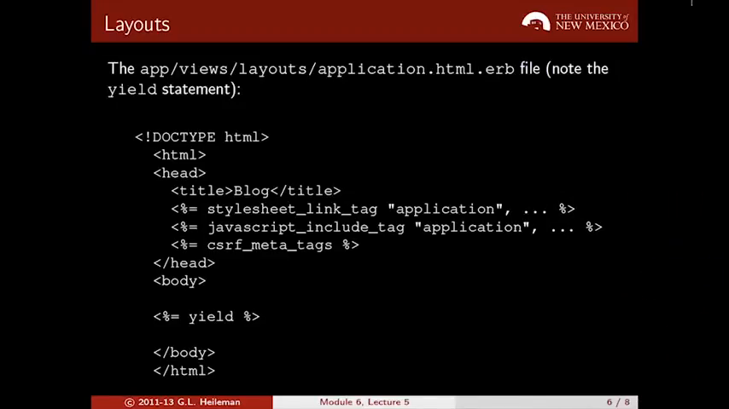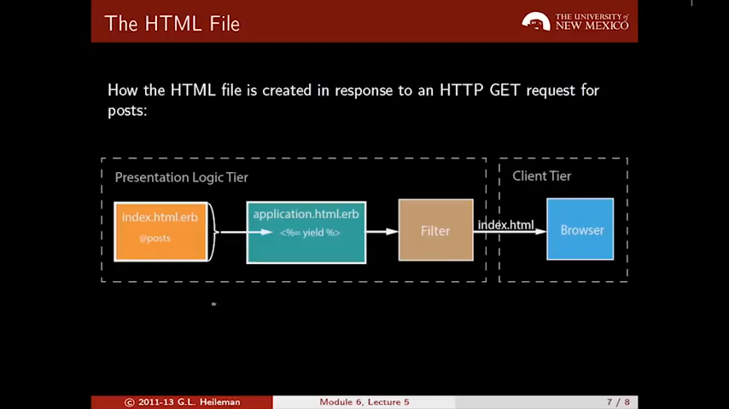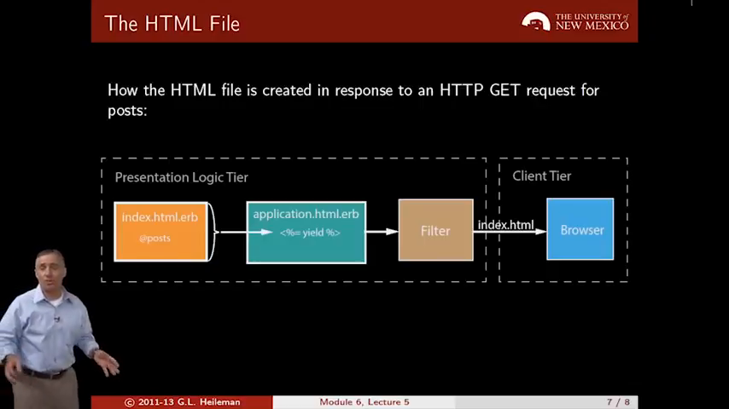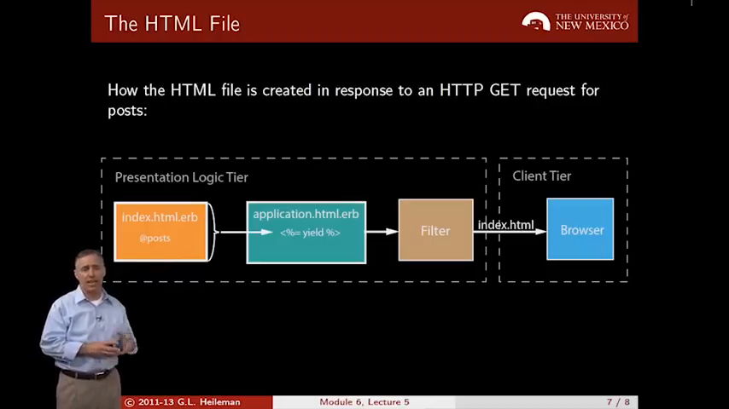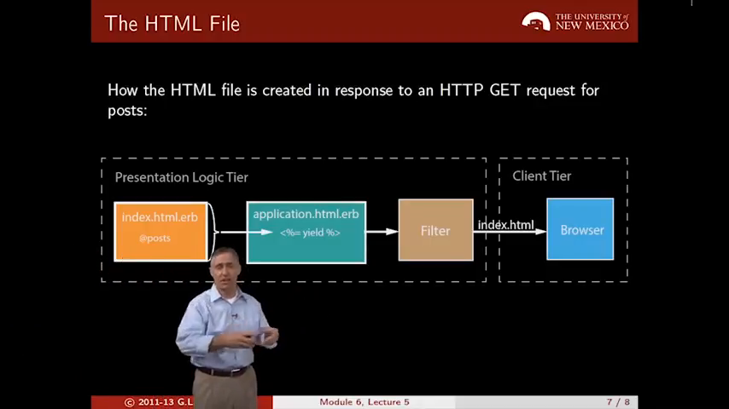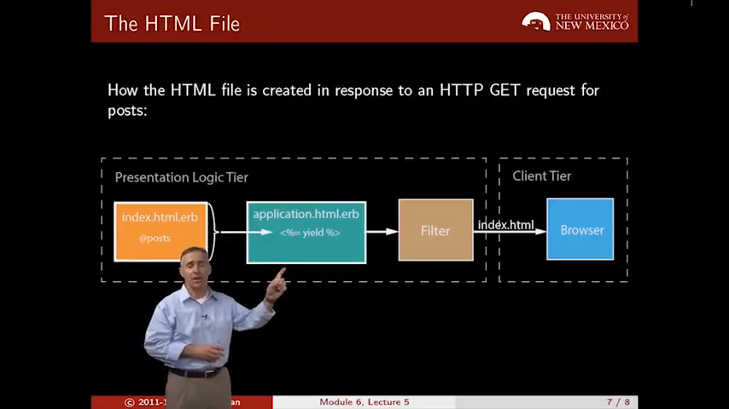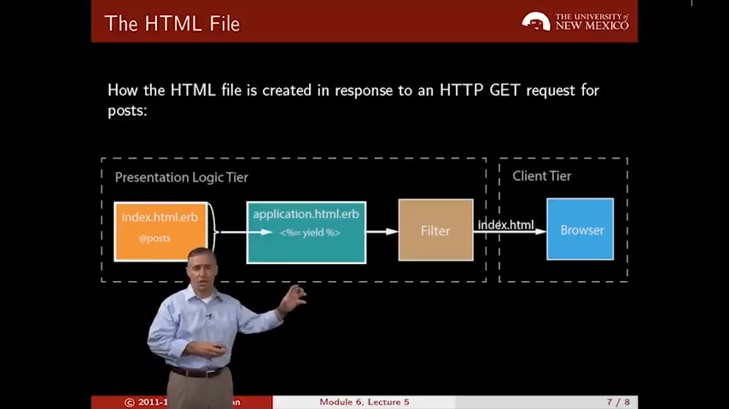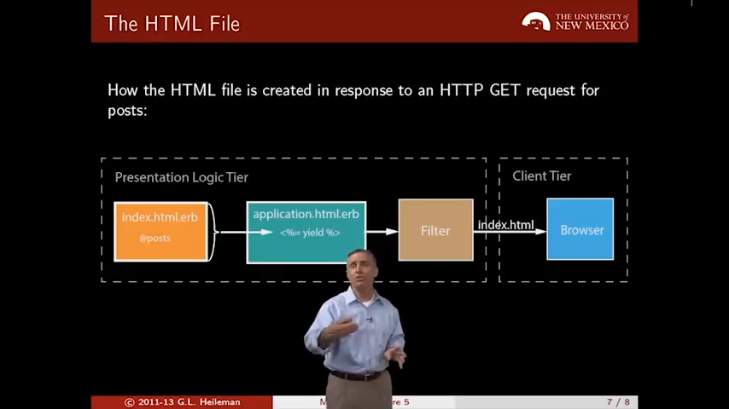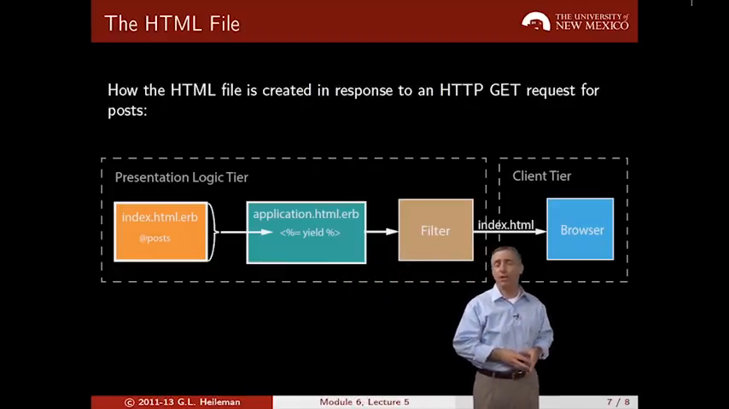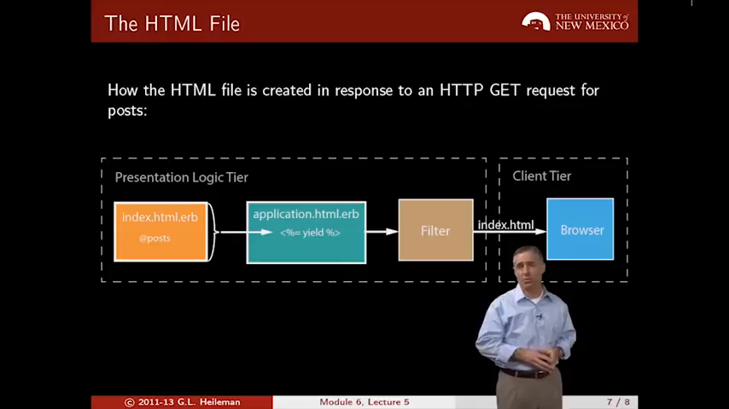So the index.html.erb is processed and substituted right there where the yield statement is. So here's how the HTML file is created in response to an HTTP GET request for posts. Recall that the controller first grabs these posts from the database and places them in this @post instance variable. And index.html.erb is placed inside the application.html.erb file. This yield statement is executed, which causes this index.html.erb code to be placed there. This is run through the filter that executes all of the ERB. An index.html file is created and sent to the client tier, in other words, to the browser.